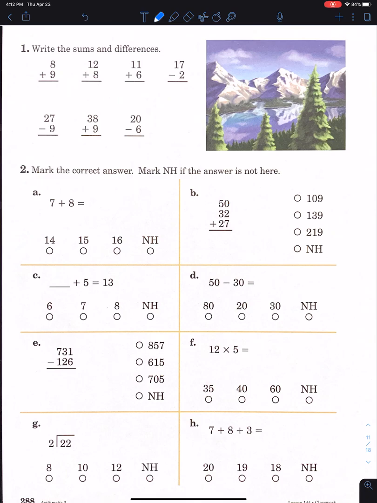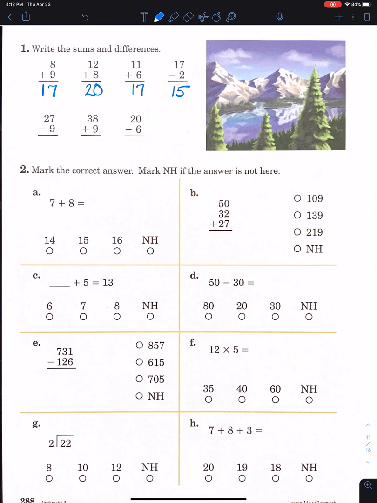What is 8 plus 9? Hopefully you said 17. 8 plus 9 is 17. How about 12 plus 8? It is 20. 11 plus 6. 17. And 17 minus 2 is 15.